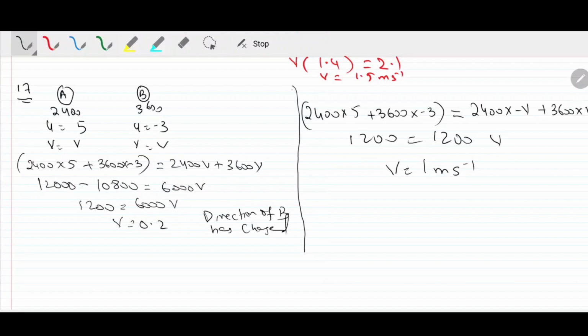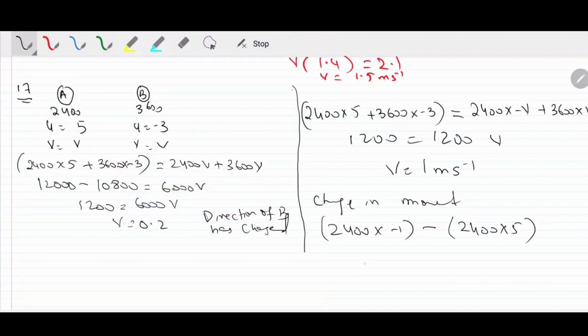And the change of momentum as a result of the collision for A is 2400 into minus 1, minus 2400 into 5. So this is minus 2400 minus 2400 into 5, that is 12,000. So the change in momentum is negative 14,400.